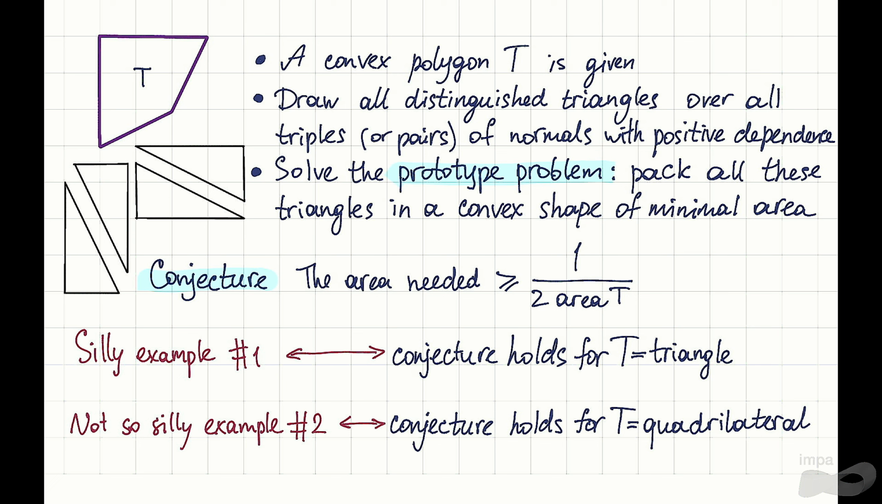And it's also true for any quadrilateral, which after some affine change, you can always reduce to this case, which was considered in the example number 2. And this conjecture holds. And in both cases, this is optimal. You cannot prove a stronger inequality because there are equality cases.